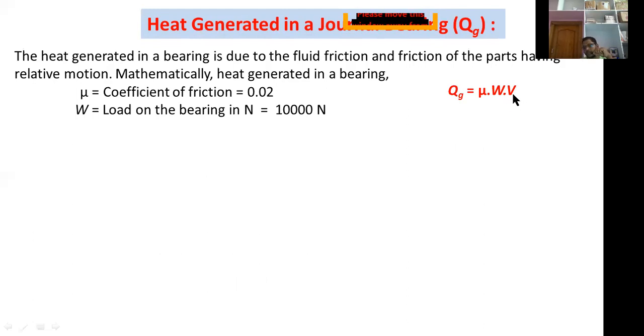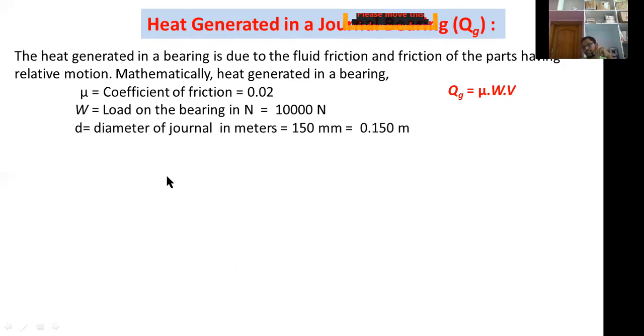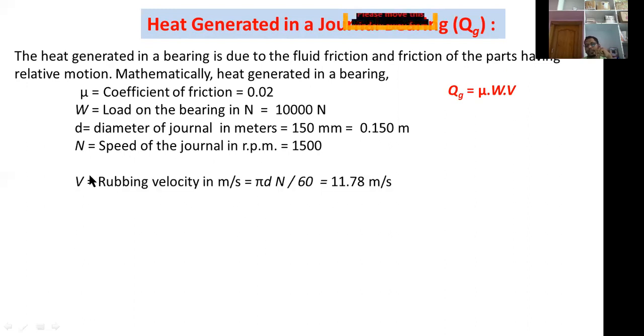V is the velocity of the bearing or velocity of the shaft. Here velocity V equal to pi d n by 60. D is the diameter of the shaft, that is D equal to 150 mm, in meters 0.15 meters, and n is the speed of the shaft, that is 1500 rpm. Pi into 0.150 into 1500 by 60 equal to 11.78 meter per second. This is the answer for velocity of the shaft.